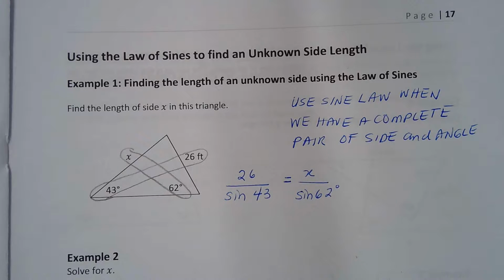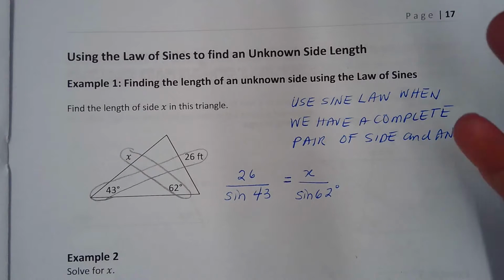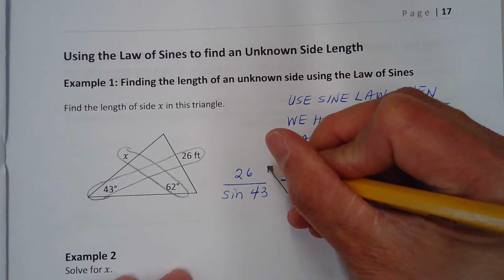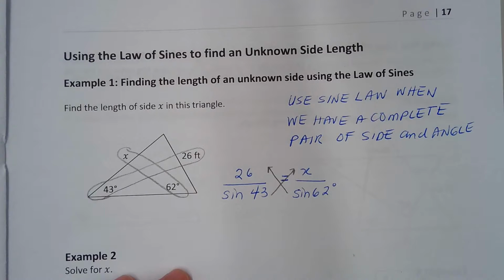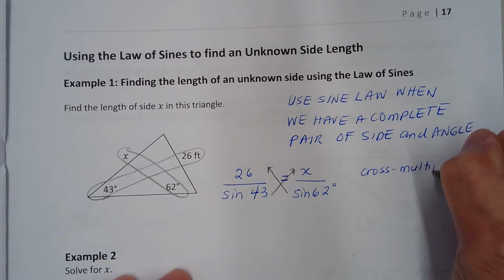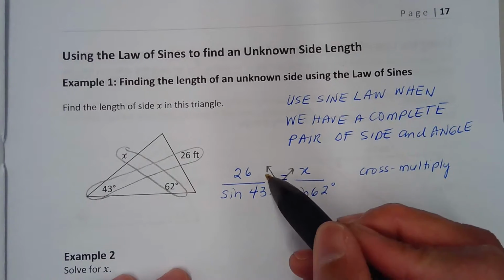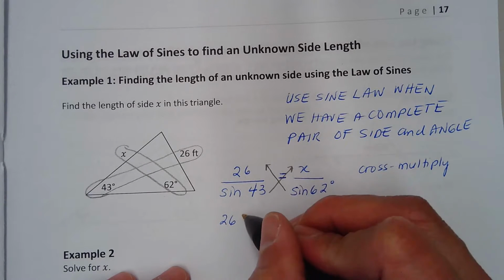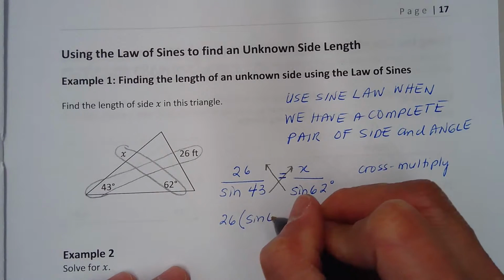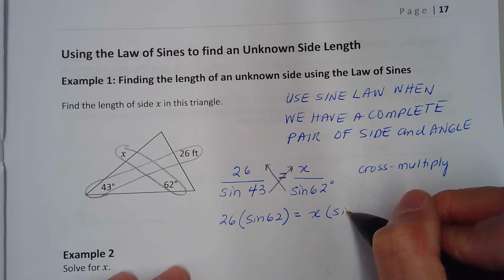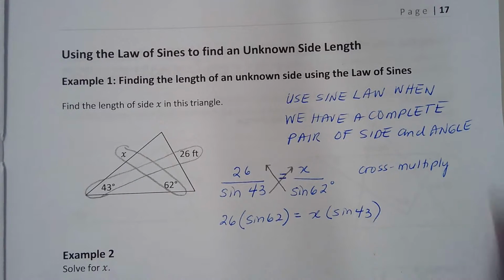So what do we do when we come across something like this? Yeah, cross multiply. When you cross multiply, it's going to be 26 times sine of 62 equals x times sine of 43. That just got rid of the denominator.